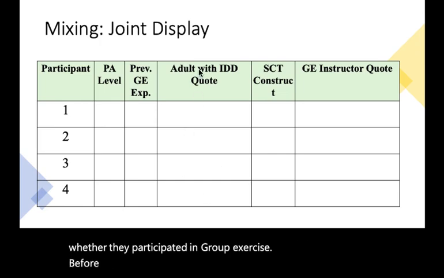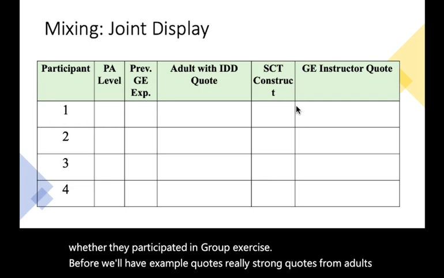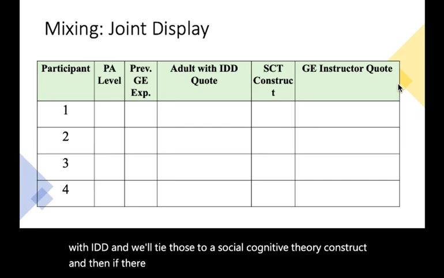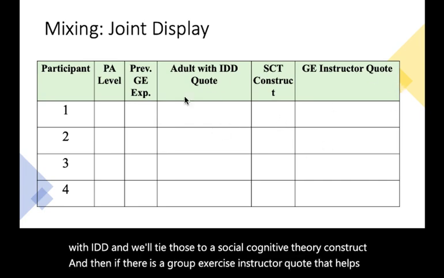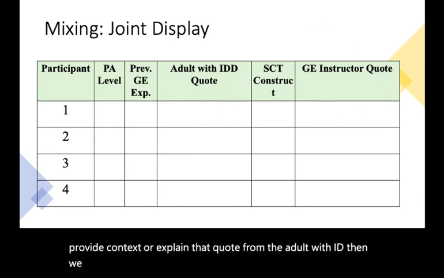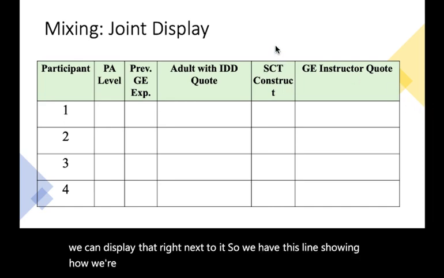We'll have example quotes, really strong quotes from adults with IDD, and we'll tie those to a social cognitive theory construct. And then if there is a group exercise instructor quote that helps provide context or explain that quote from the adult with IDD, then we can display that right next to it. So we have this line showing how we're mixing and tying it to our theory and our quantitative data.